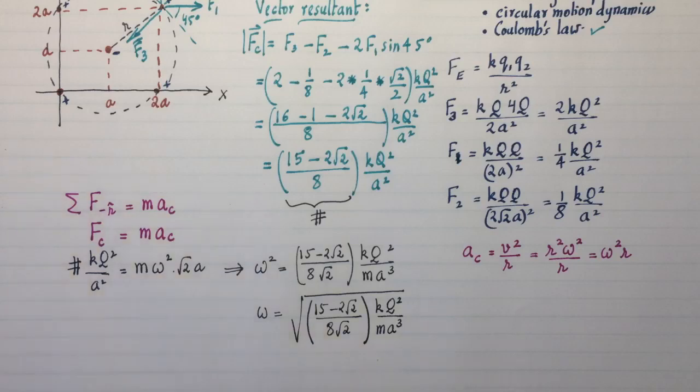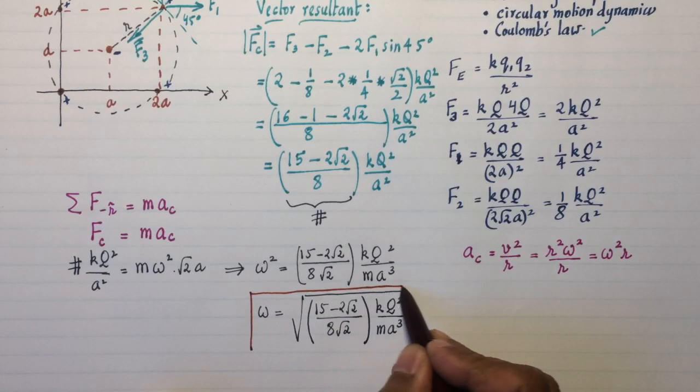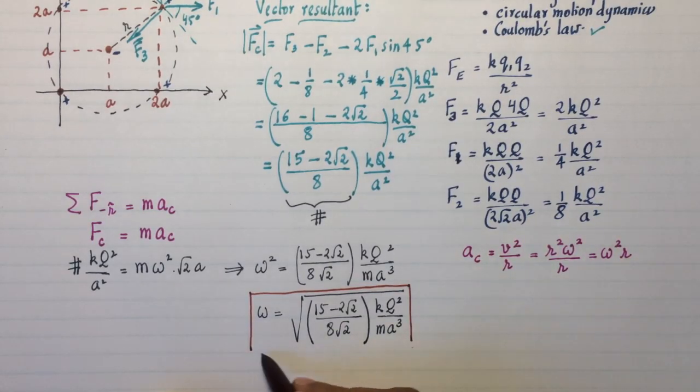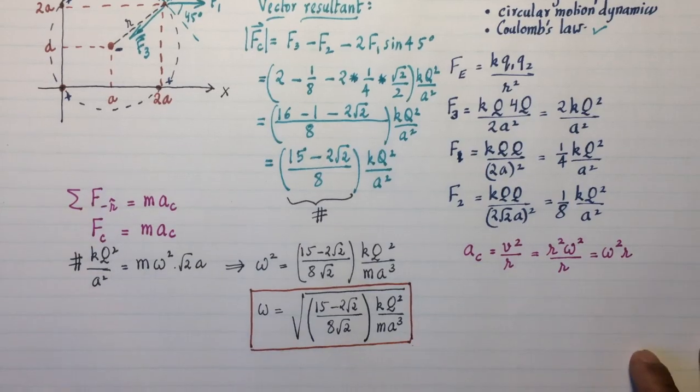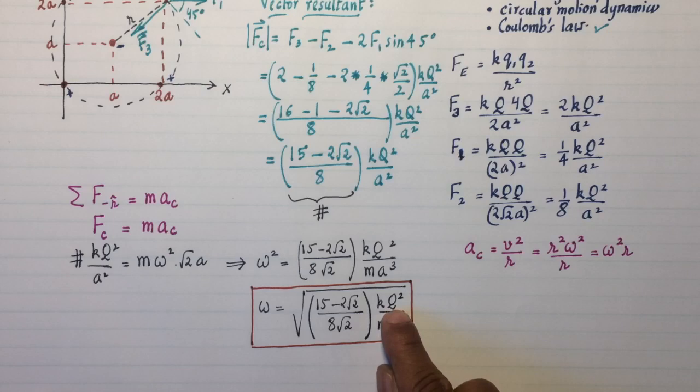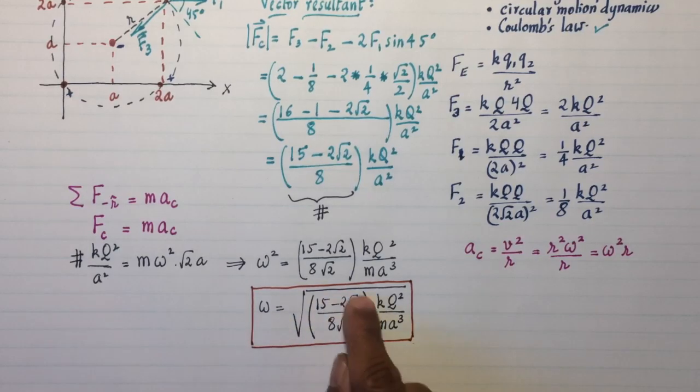That's the answer. In problems like this, when you get an answer that looks pretty strange, there are a couple things you can do. One is to make sure that it makes sense. If Q is increased, this will have to be a faster motion. That makes sense. If A is decreased, then this will also have to be a faster motion. So that makes sense. This quantity is bigger than 0, so taking the square root is not a problem.